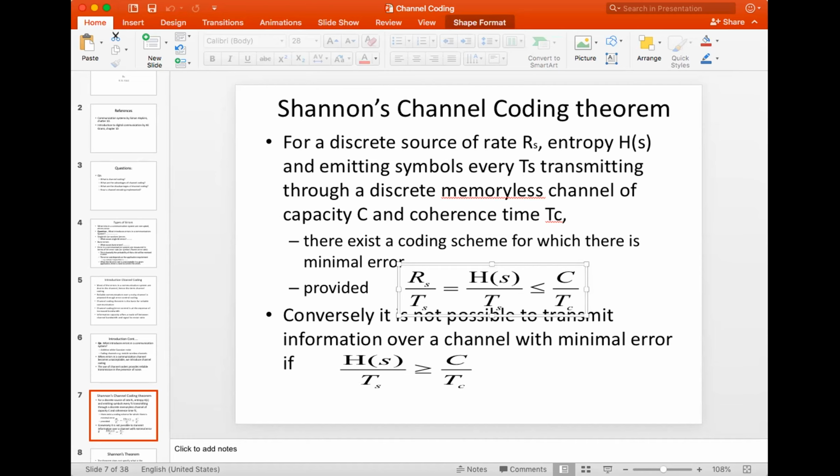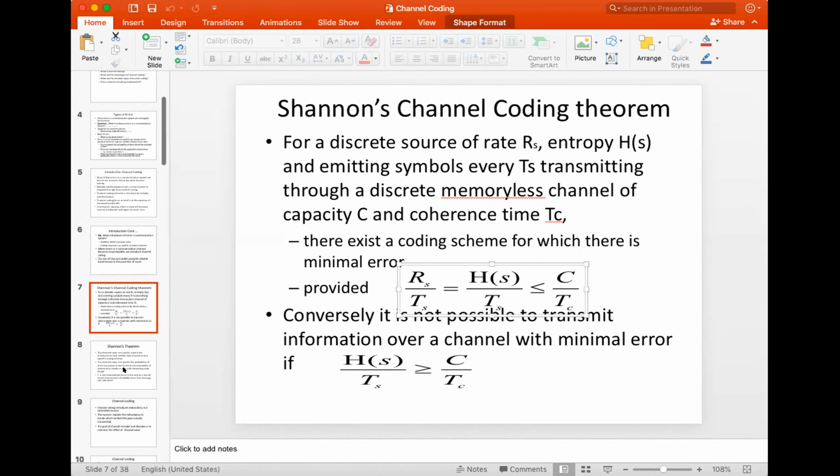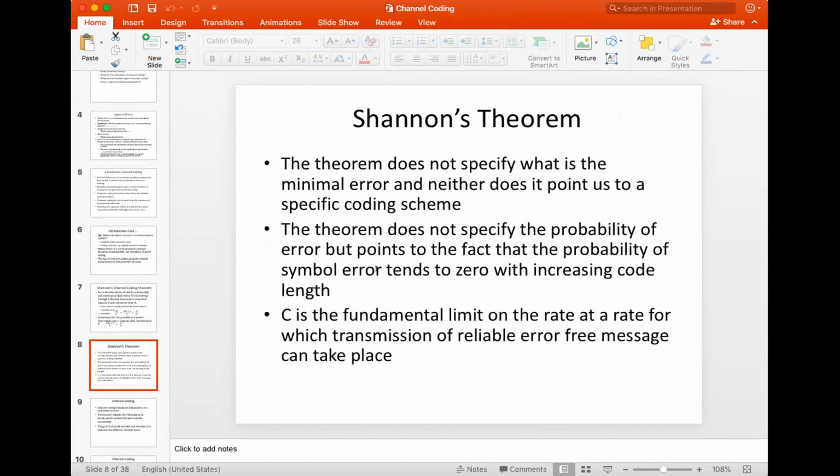Now there's a catch in Shannon's channel coding theorem. As much as we are able to meet reliable communication by meeting this condition, Shannon does not tell us which particular code to use. So the theorem does not specify what is the minimal error, and neither does it point us to the specific coding scheme that we are supposed to use, okay?